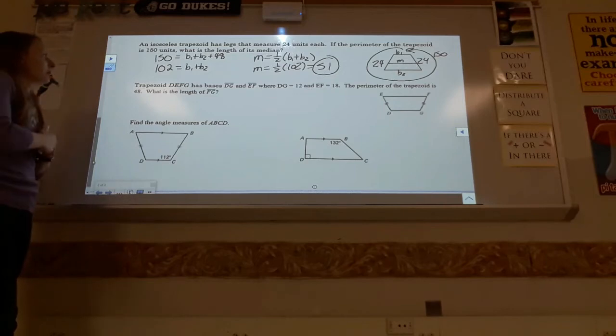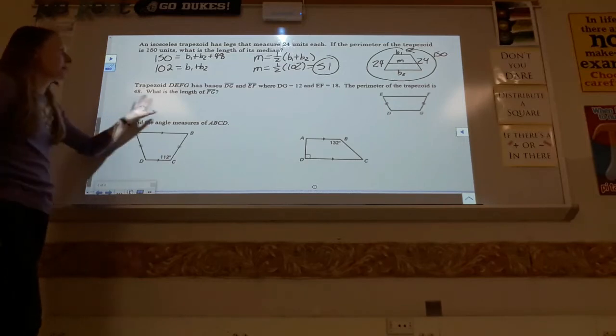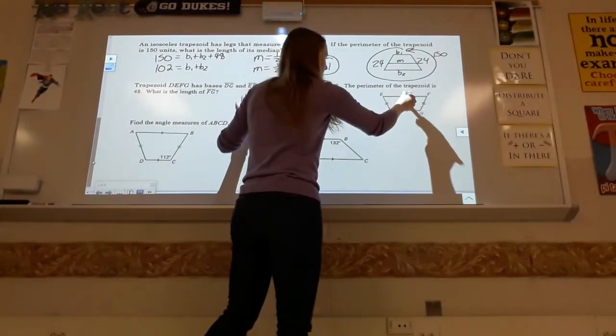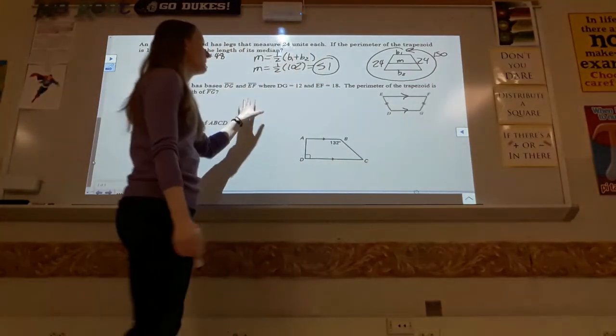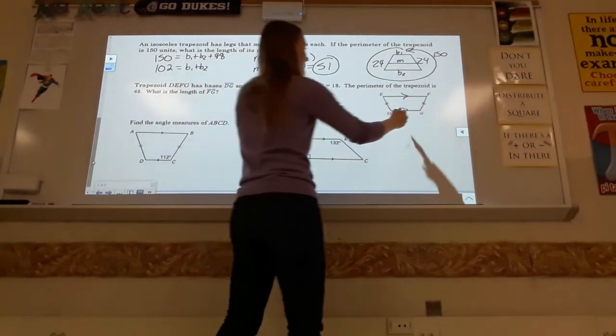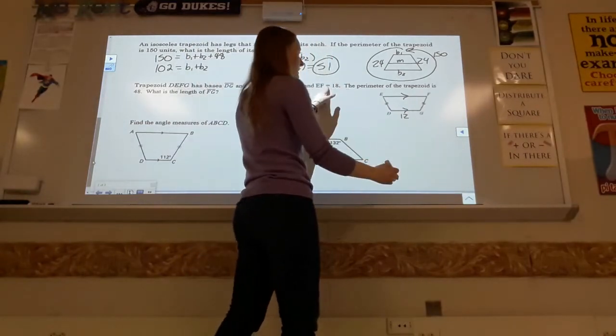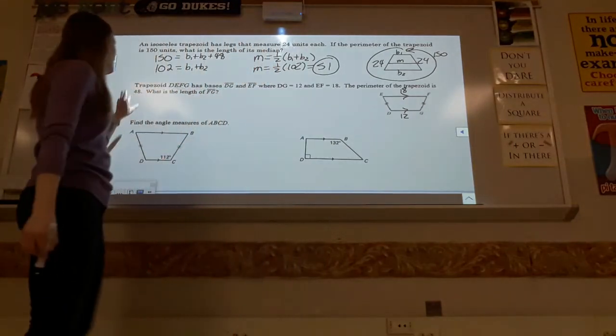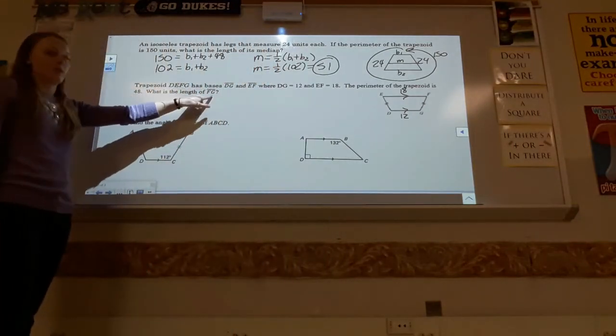Cool. All right, so our next one here, the trapezoid has bases DG and EF. So those are our bases. That means that they are parallel. Okay. DG right here is 12 and EF is 18. The perimeter of the trapezoid is 48. What is the length of FG?